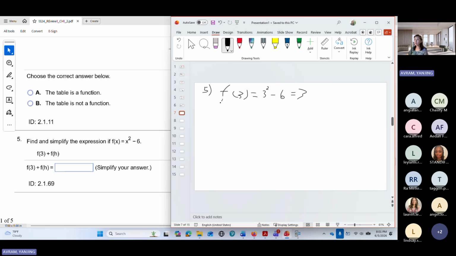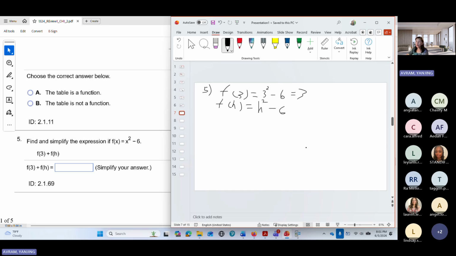Okay, and how much is my f of h? Well, for my f of h, I just replace x by h. This x is a variable, it can be changed by anything inside the parenthesis. So my parenthesis here is h. So this x will become h. So this will be h squared minus 6.